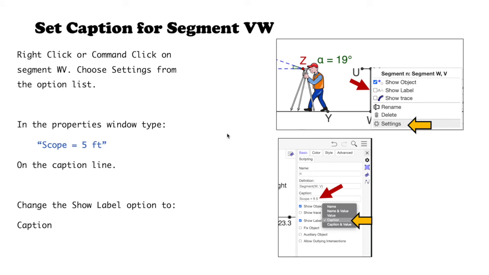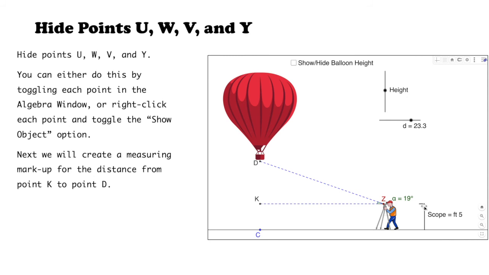We would like to put a label on this segment, the vertical segment, so we're going to right click on WV, choose settings. Once the settings window opens, make sure you are in the basic tab, go down to caption, type scope equals 5 feet, and then below there where it says show label, click the drop down and change it from caption plus value to caption only. Now we see that this measuring markup says scope equals 5 feet. That is a piece of information the student will need when solving for the height of the balloon over the ground.